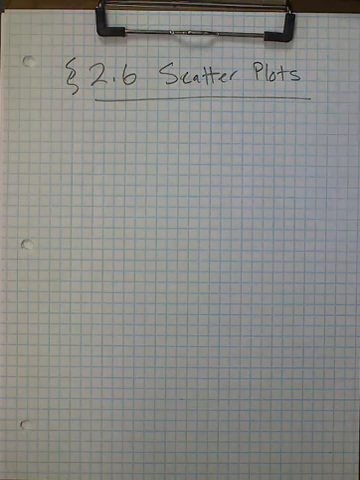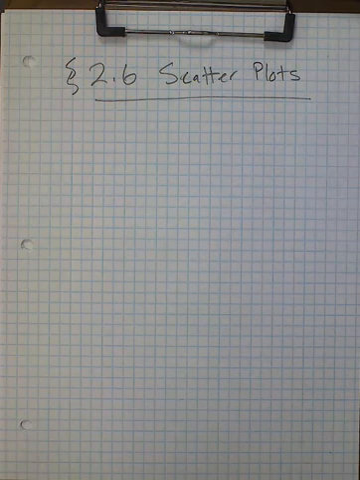Algebra 2, Chapter 2, Section 6. We're going to talk about scatter plots, what type of correlation scatter plots can have, positive and negative correlation, and exactly what a best fit line is.